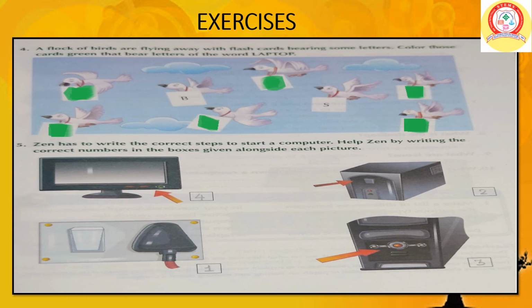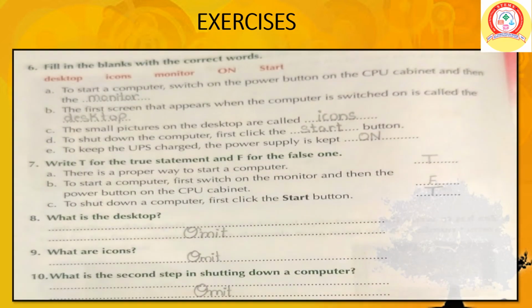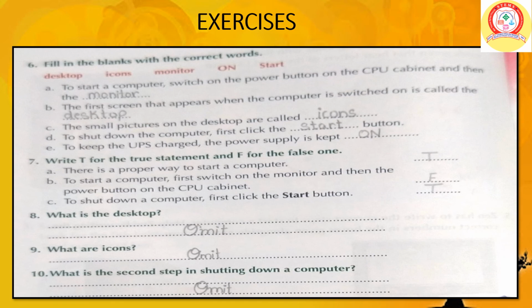Okay children, now let's move to page number 16. There is a question on filling the blanks with the correct order. To start a computer, switch on the power button on the CPU cabinet and then the monitor button. Now B1, the first screen that appears when the computer is switched on is called a desktop. Now C1, the small pictures on the computer we call icons. Now D1, to shut down the computer, first click the start button. Which button will we click? Start button. E1, to keep the UPS charged, the power supply is kept always on.